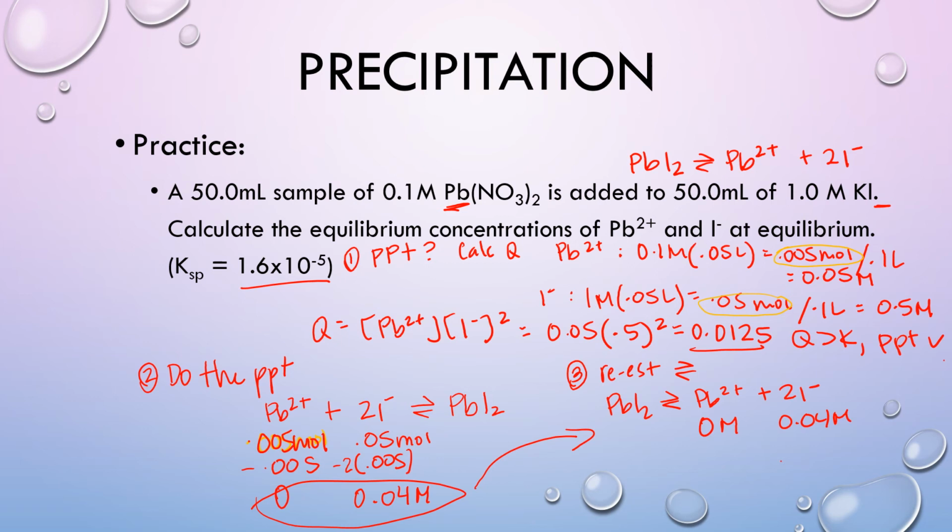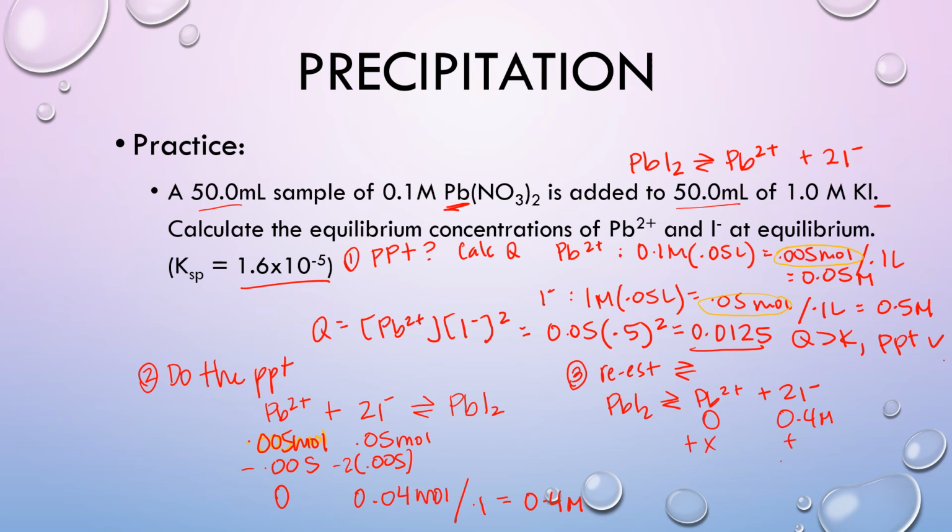Oh, wait. Is it? Oh, whoops. Hold on. I'm silly. This was moles. Now I got to divide by my new volume, which is 0.1, which gives me 0.4 molar. Sorry about that. So I had no lead, and I had 0.4 molar iodine left.